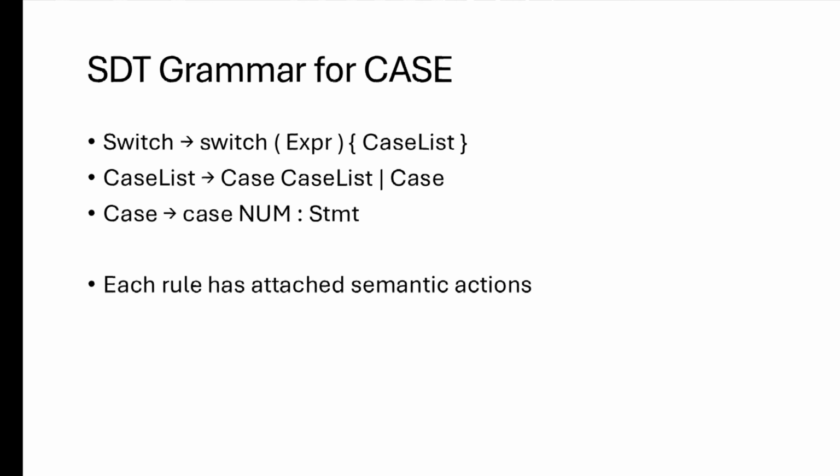Moving to the next, STD grammar for case. Now let's look at how STD is applied to case statements. We define grammar rules like switch becomes switch with an expression and a list of cases. Case list can be multiple cases, and each case has a number followed by a statement. We then attach actions to these rules to help generate intermediate code during parsing.